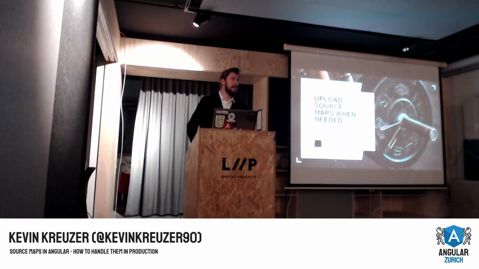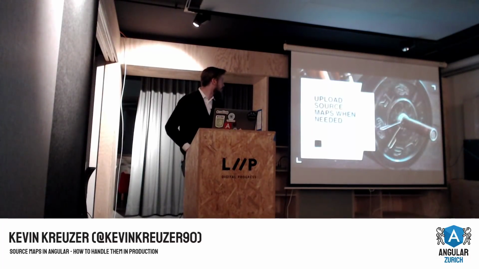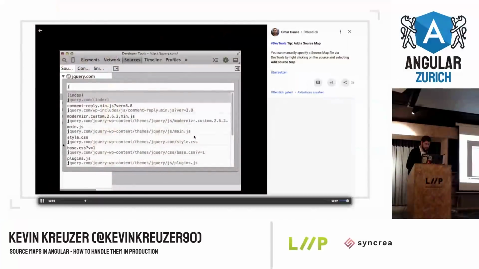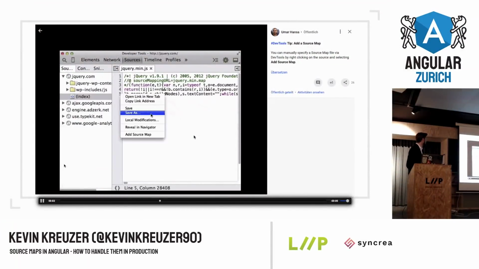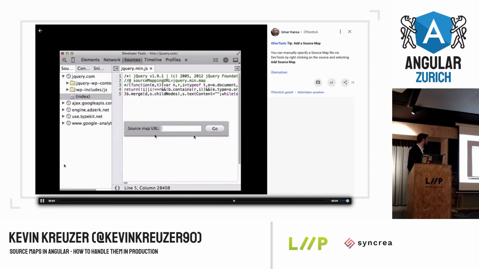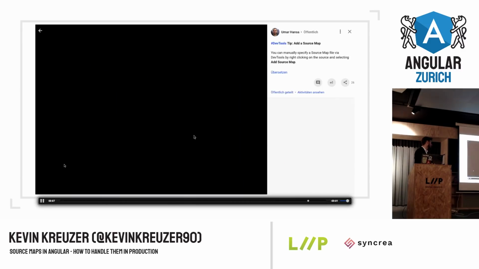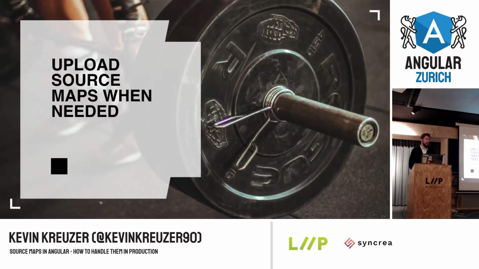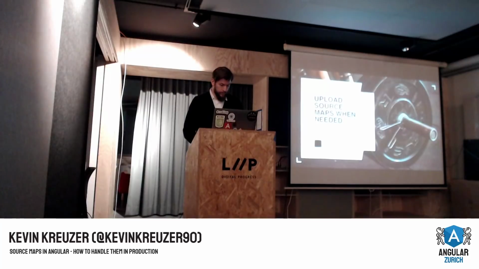So we came up with two approaches. You can see the flickering there. Now we have the video. What he did there is he right-clicked, added source maps, and they got uploaded. And we thought, how can we use that? We came up with two different approaches. One approach was that we just upload the source maps as soon as we need them.